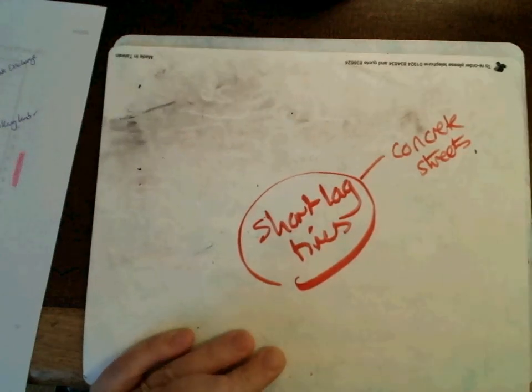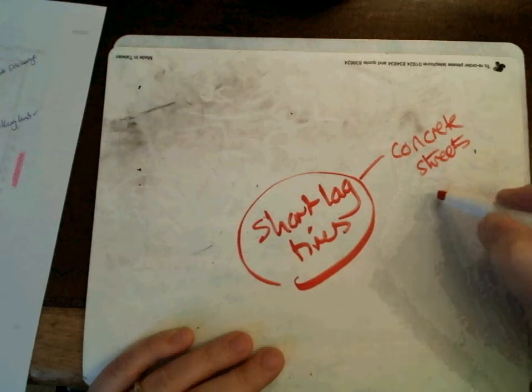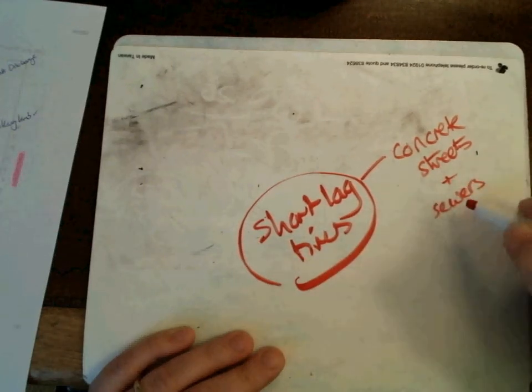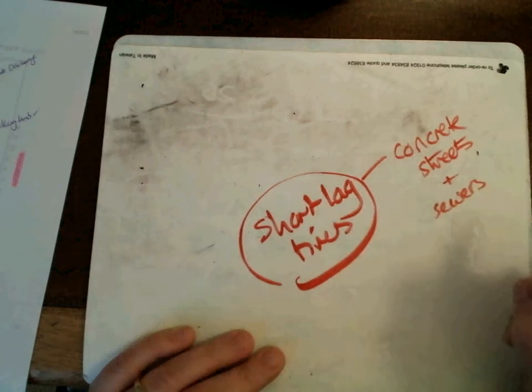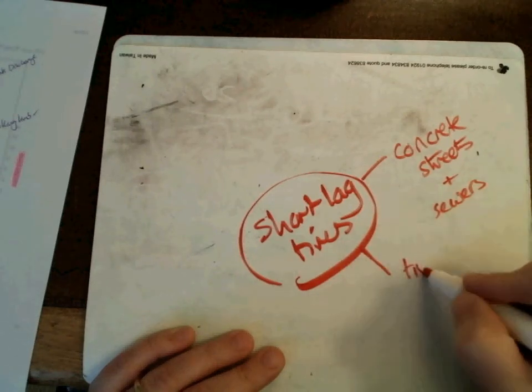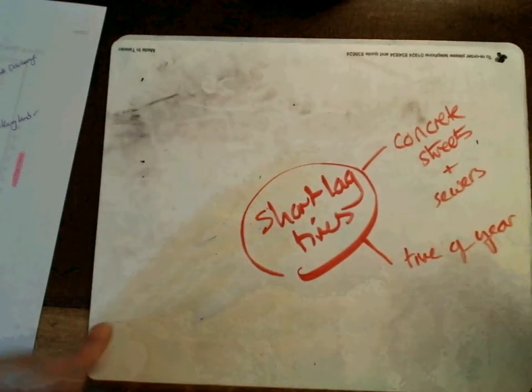Be aware that urban areas don't just have concrete streets, they also have sewers. And sewer systems speed up the movement of through flow, which is an underground movement of water. Both of these things explain rapid increases in discharge. The next thing that I would probably point to is the time of the year. That's nice and easy, and I've just explained it.